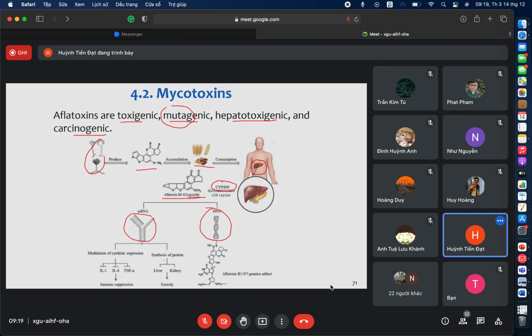Okay. So by this, they can be involved in another derivative of the aflatoxin, guanine adduct. Okay, and involved in the modulation of cytokine expression, immune suppression, toxicity on liver and kidney.